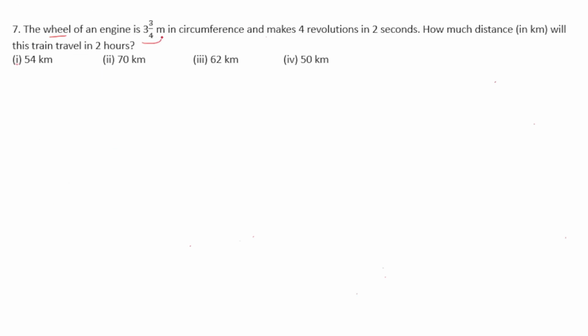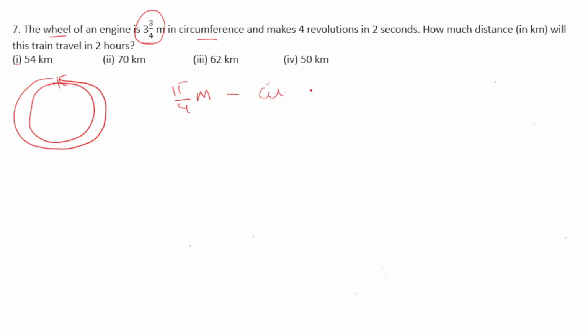The wheel of an engine is 3 3 by 4 meters in circumference. Okay. So this is a wheel and this is the circumference. It is the total length of the boundary. It is given as 3 3 by 4. It is 15 by 4 meters. This is the circumference of a wheel. What is the circumference of a circle? It is 2 pi r. Okay. So here 2 pi r value is 15 by 4.